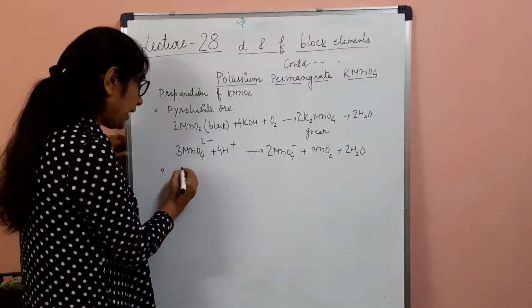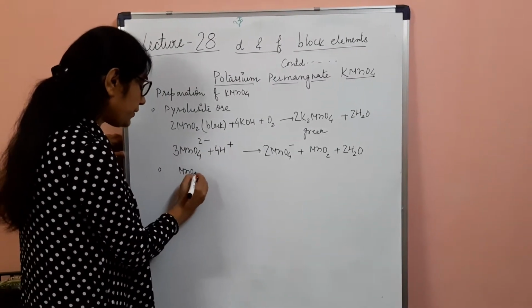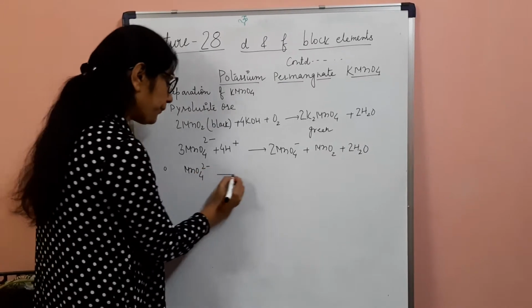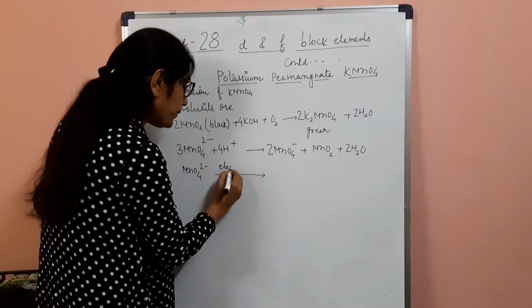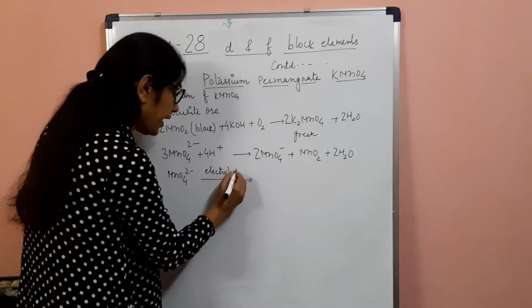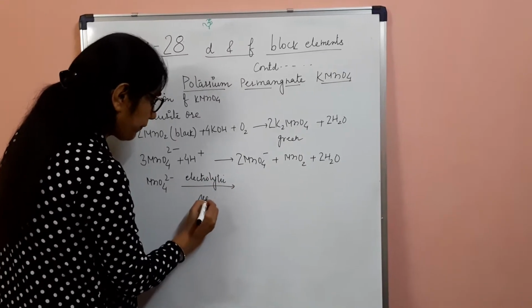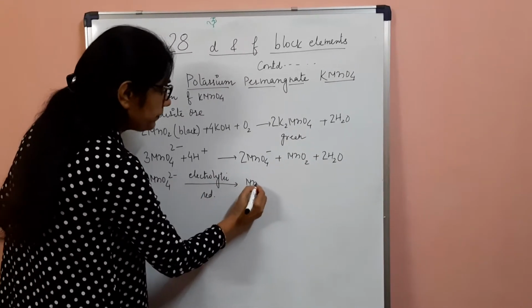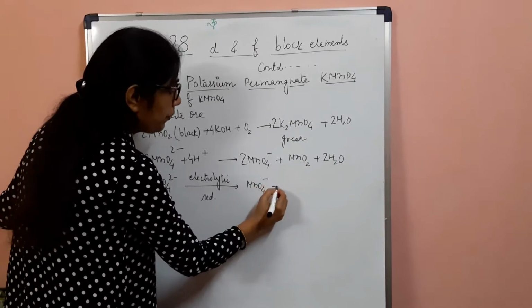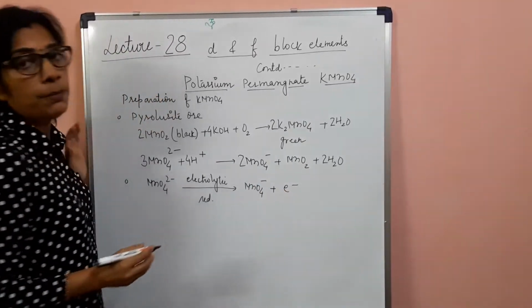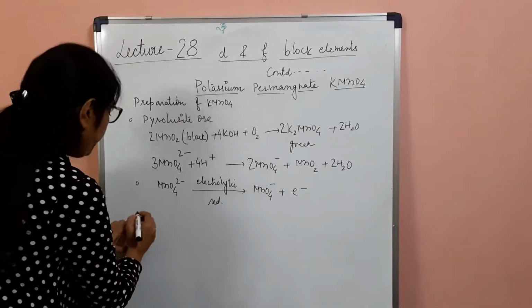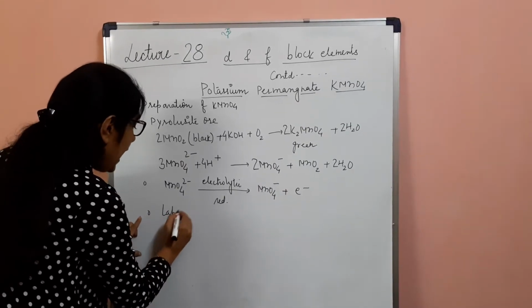Next is that when this manganate ion undergoes electrolytic reduction, then also MnO4 minus, that is permanganate ion, is obtained. Next is the lab preparation.